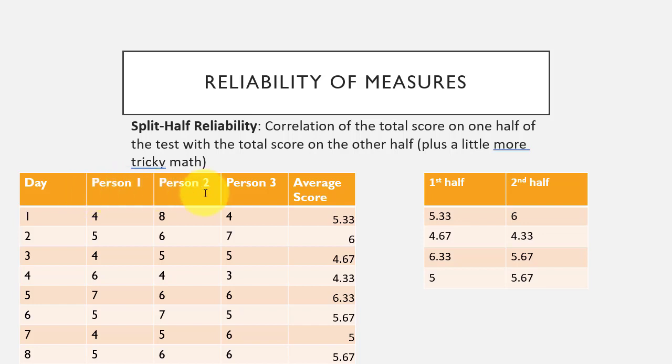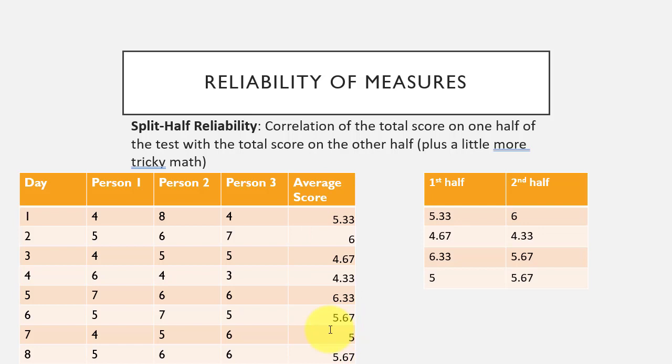And we're looking at 3 people who have happiness scores across 8 days. So the average happiness score for day 1 is 5.33. The average happiness score for these 3 people on day 2 is 6, and so on. So you have 5.33, 6, 4.67, 4.33, 6.33, 5.67, and 5.67. And let's say that we wanted to see if just asking somebody on a scale of 1 to 10, how happy are you, was a reliable measure. And we can do that by looking at the average for each day, and then splitting those in half and seeing if they correlate to one another to see if that is a reliable measure.